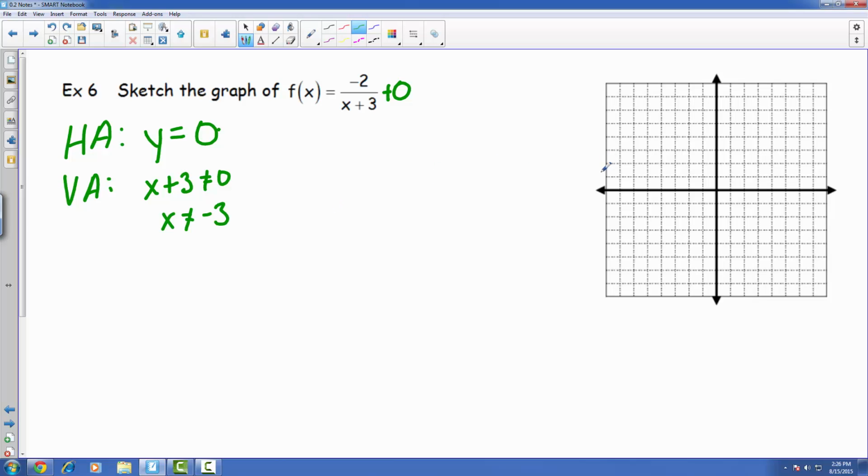Now going ahead and graphing these things, I'm going to do that in red to signify our electric fence. And then -3 as our VA.